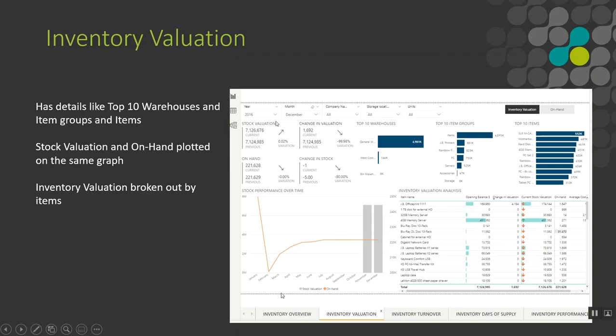Let's look at the second dashboard in our Power BI content pack. Inventory valuation is the second dashboard, and it has details like the top 10 warehouses, top 10 item groups, and items. The stock value and on hand is plotted on the same graph in the bottom, and the inventory valuation is broken up by items here.